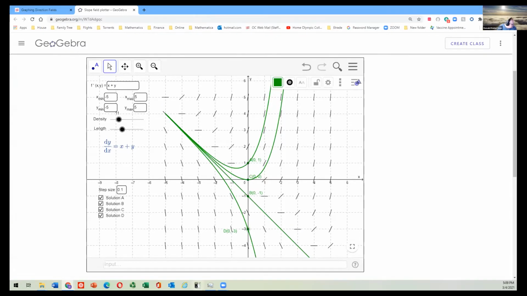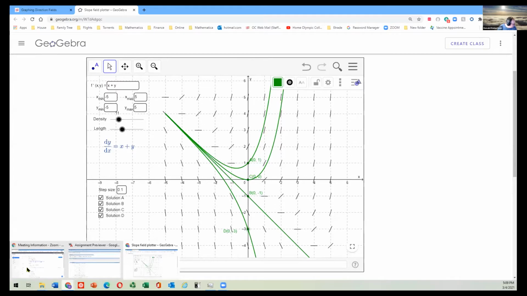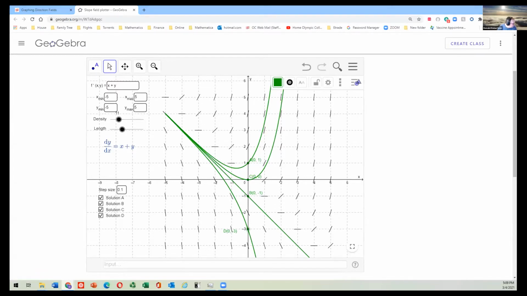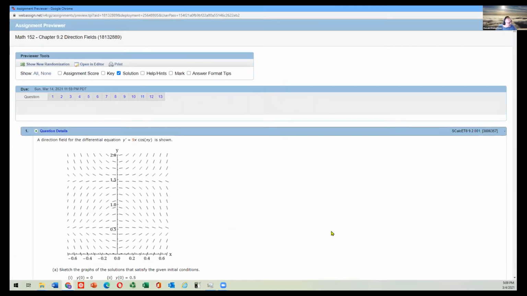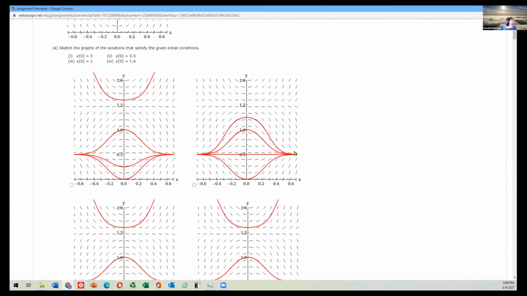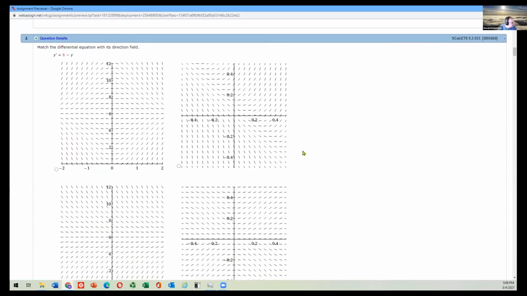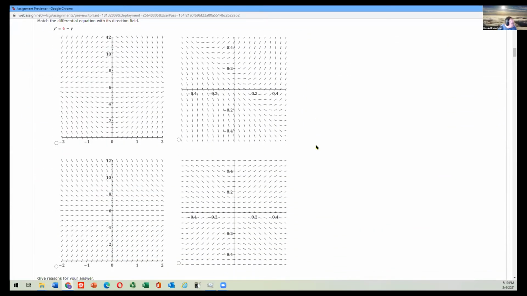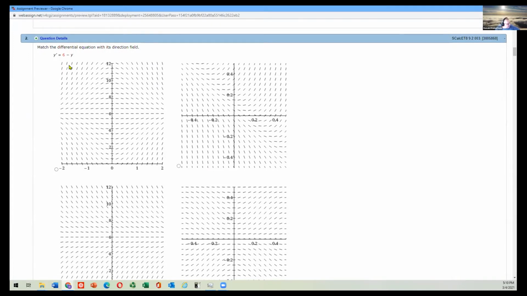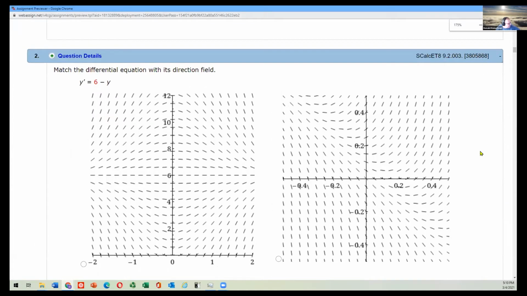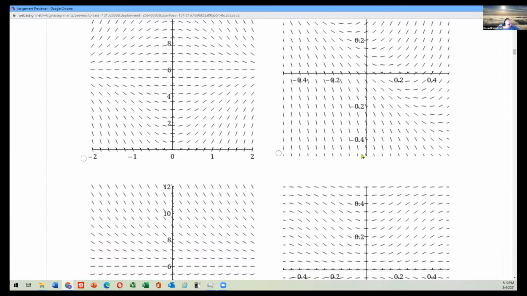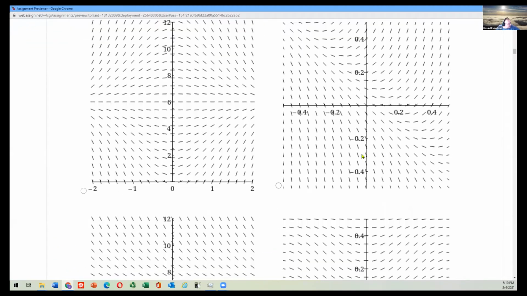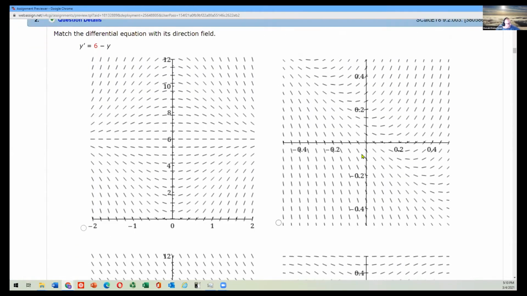So let me jump into, no, try this page. Okay. So let's show you an example of that question. This question too, well, if I make it big, you won't see all the diagrams, but that's fine. You can't get everything. There we go. dy by dx equals 6 minus y. And there are 4 pictures it could be.